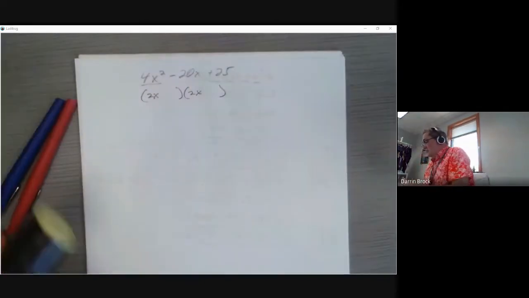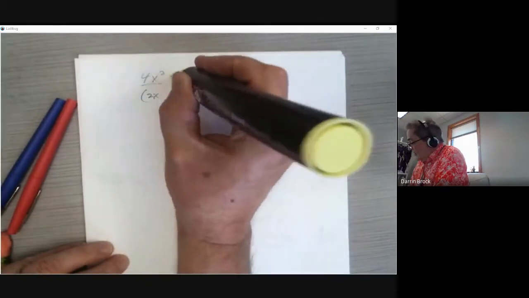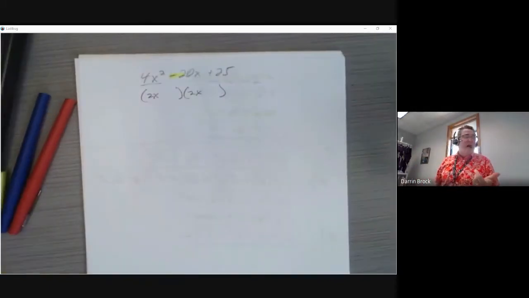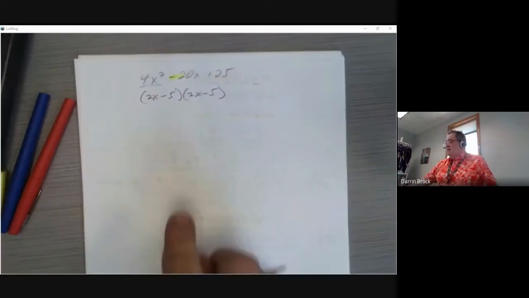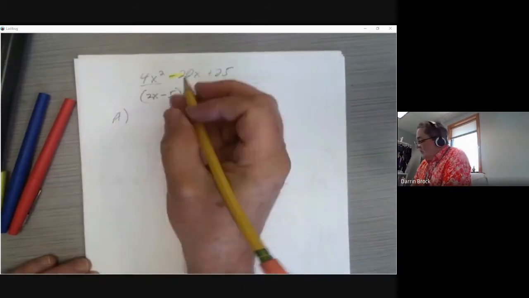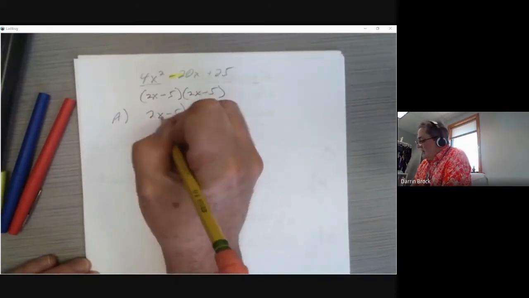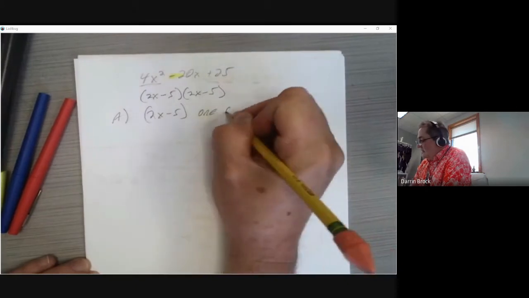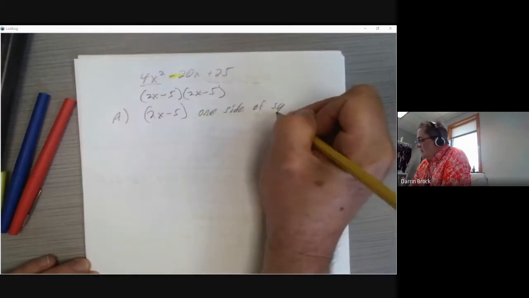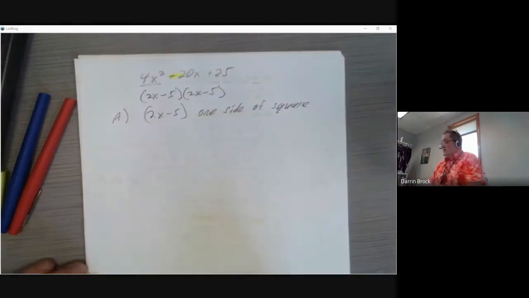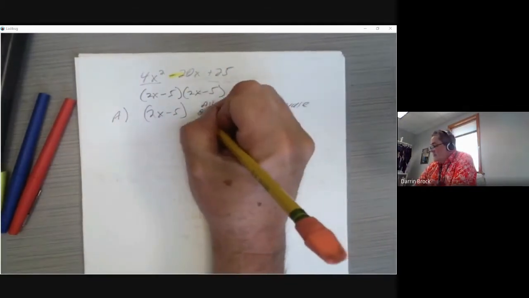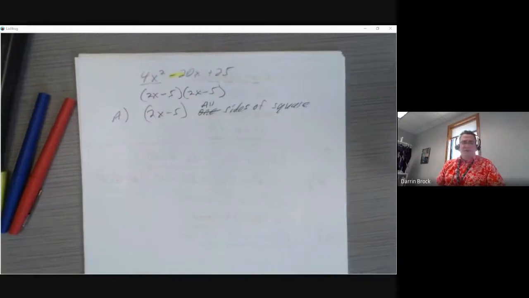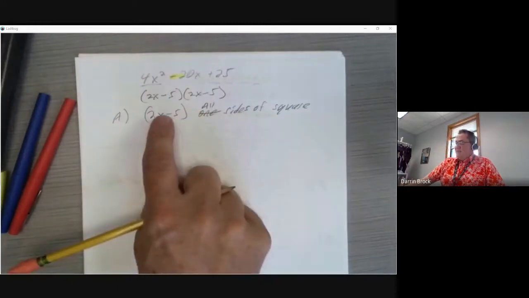How do we know which one to use? It's all going to be that middle term. What is the sign of the middle term? Since it's a minus, these must be minus 5s. So the length, part A, what's the length of one side? That is it. One side of the square is 2x minus 5. All sides of the square, they're all 2x minus 5. It's a square. They're all the same. So knowing that that's the area, this is the length of one side.